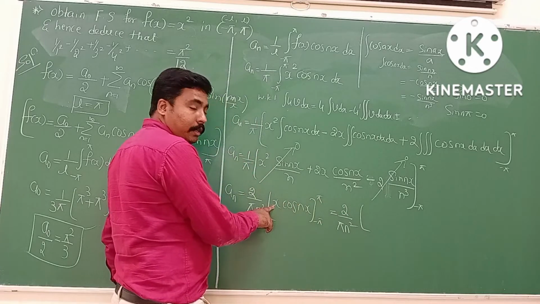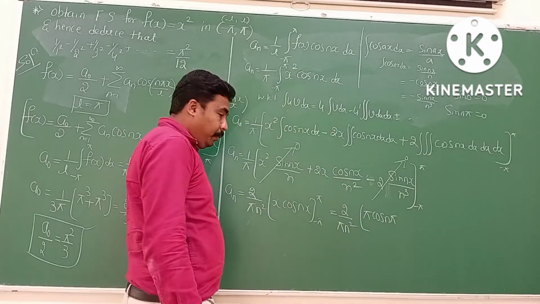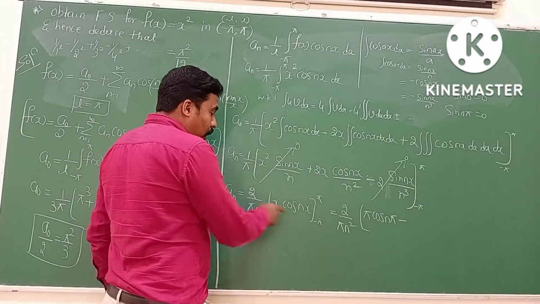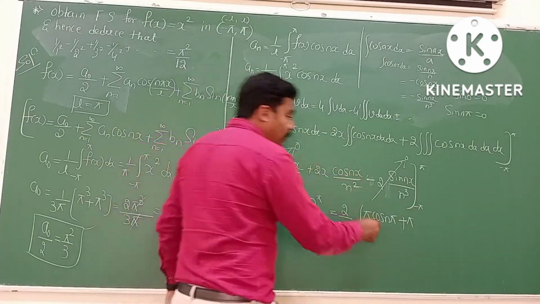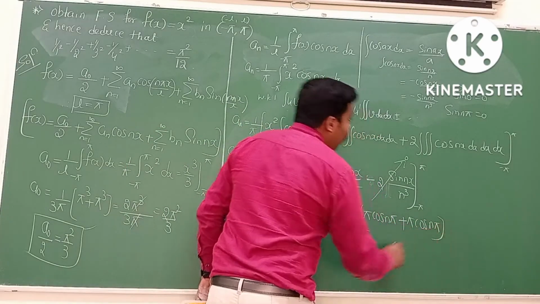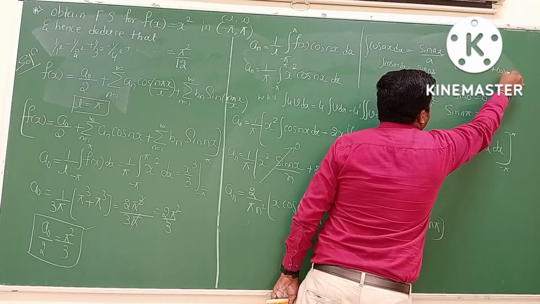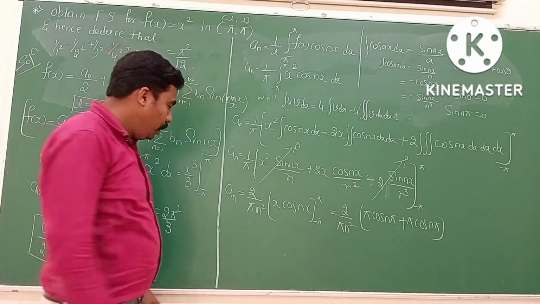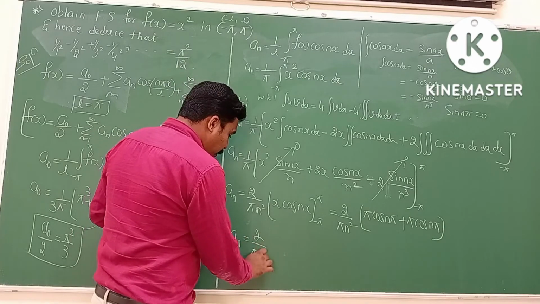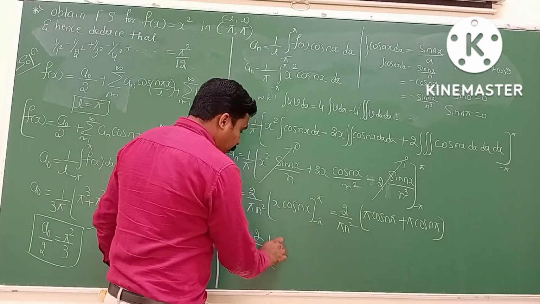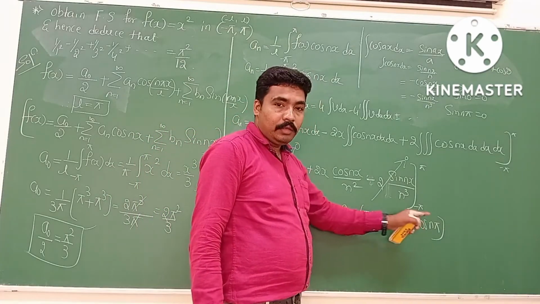If you operate the upper limit, the x value is pi, so pi cos n pi. Minus the lower limit, which is minus pi. Minus and this pi become plus pi. Cos of minus n pi becomes cos n pi only. Why? Because we know in trigonometry, cos of minus theta is plus cos theta only. Therefore, a n value is 2 by pi n square times pi cos n pi, plus pi cos n pi, and cos n pi value is minus 1 power n. This becomes 2 pi cos n pi.